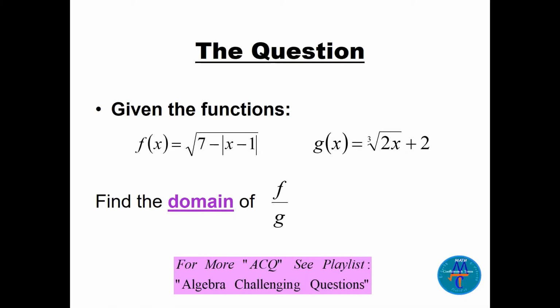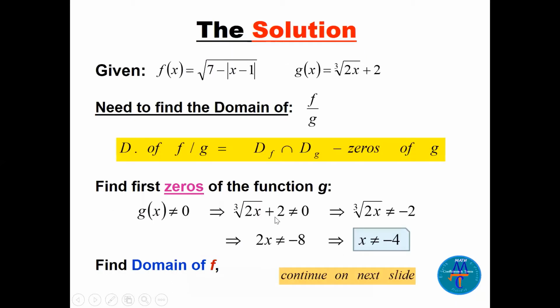Now, as you know, we have to find the domain of f separately. Then we find the domain of g also separately. Then we find the intersection between them. And we have to remember that we have to remove all the zeros of the g from this domain, because nothing can be zero in the denominator. So this is the given here, and we need the domain of f over g.